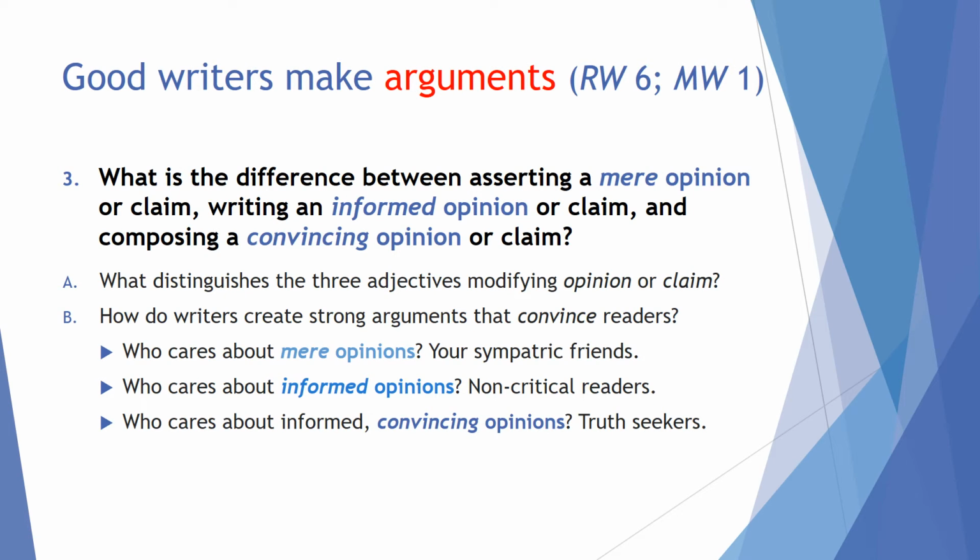Third, writers need to know about argumentation because an essay makes an argument. The third big question is this: what is the difference between offering a mere opinion or claim, writing an informed opinion or claim, and composing a convincing opinion or claim? By opinion or claim, I mean both the main claim, called the thesis, and subordinate claims, often called reasons. To answer the question well, you should be able to explain A, what distinguishes the 3 adjectives modifying opinion and claim, and B, how writers create strong arguments that convince readers.